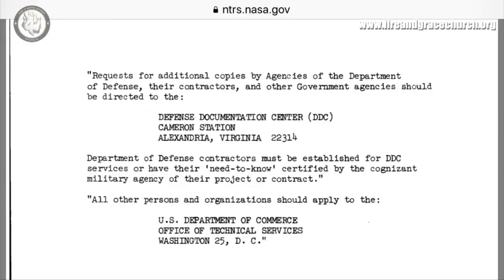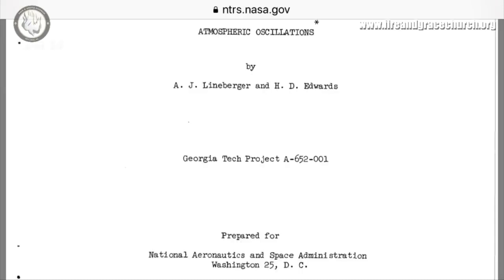It goes into the requirements for additional copies. It says the Department of Defense contractors must be established for DDC services or have their need to know certified by the cognizant military agency. So this was not to be passed around. This was need to know. All right, Georgia Tech project, just so you see it.